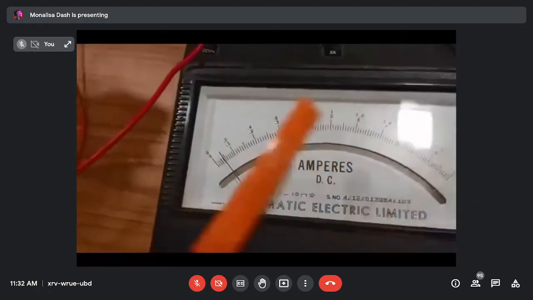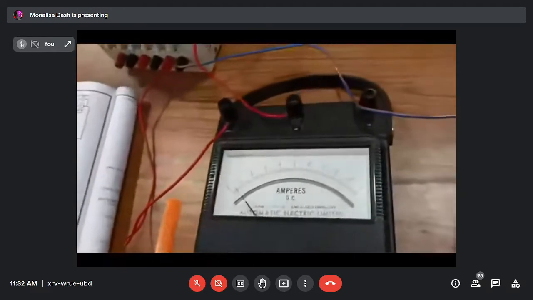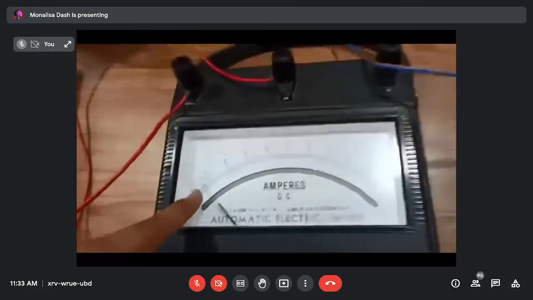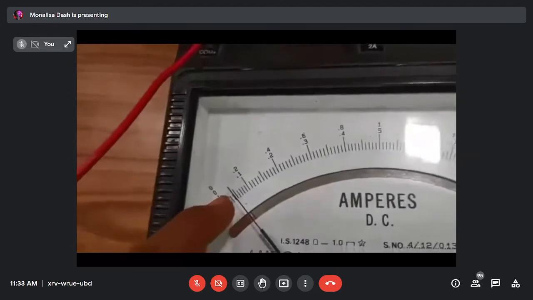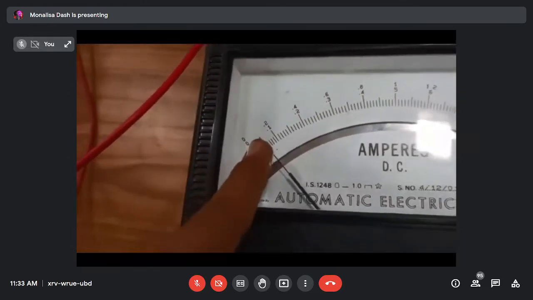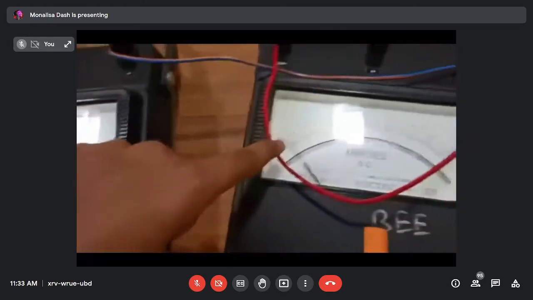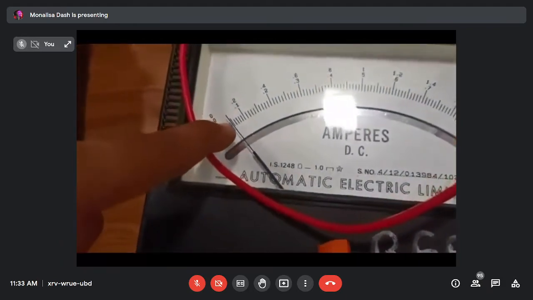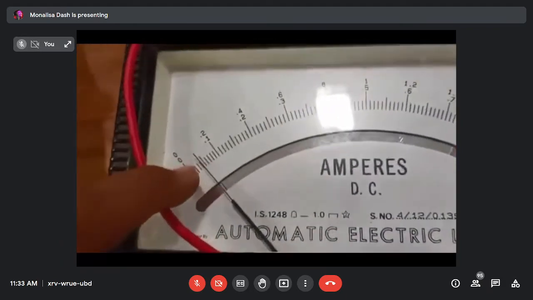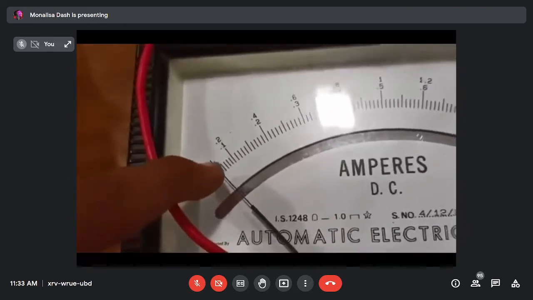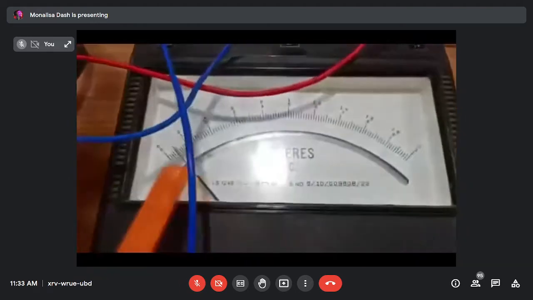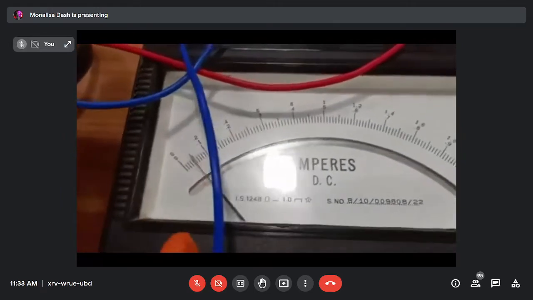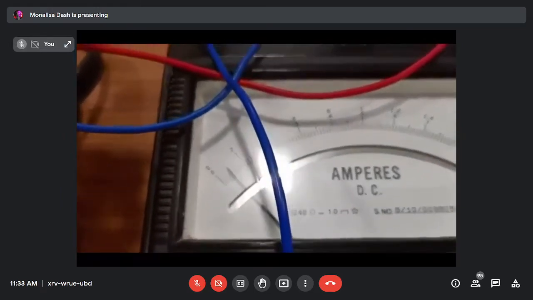We take the lower scale, that's why this is 1 ampere. Set it at 0.1 ampere. The second ammeter reads approximately 0.05, and this ammeter approximately 0.04.